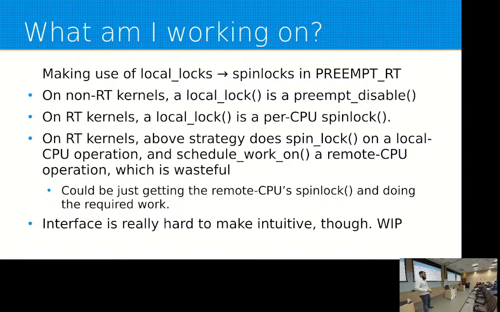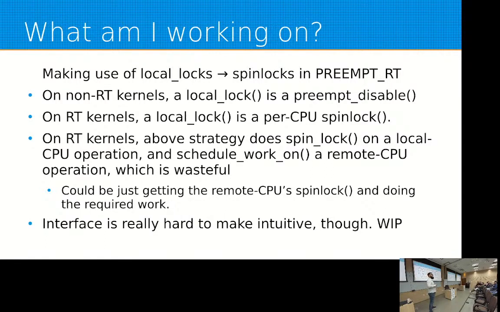And today, as we are talking, the upstream kernel will get the spin lock, which is expensive, and then schedule work on, which is both much more expensive and will be bad for our real-time workload. So what I'm trying to do upstream today is to convince people to just get it, it is already getting the per-CPU spin lock, so please go on.